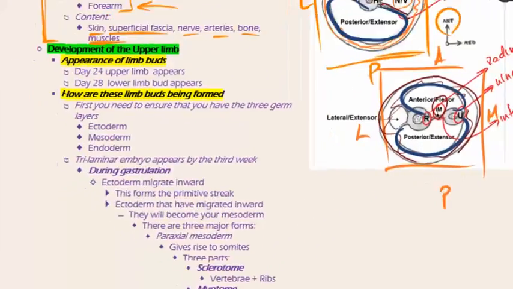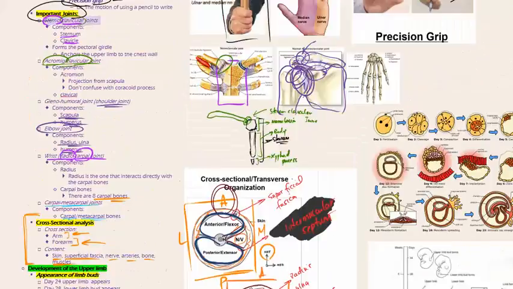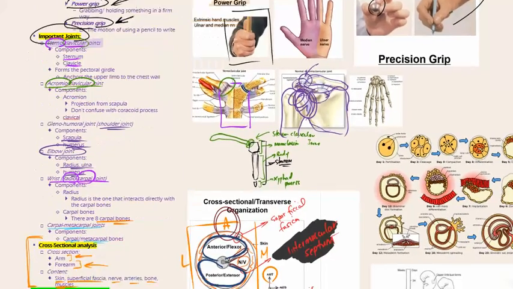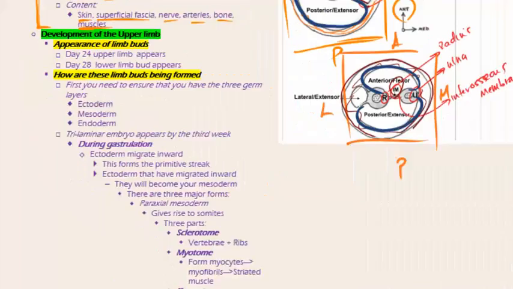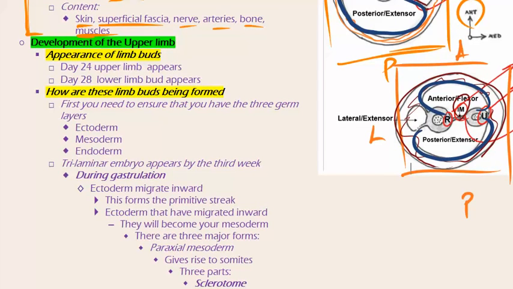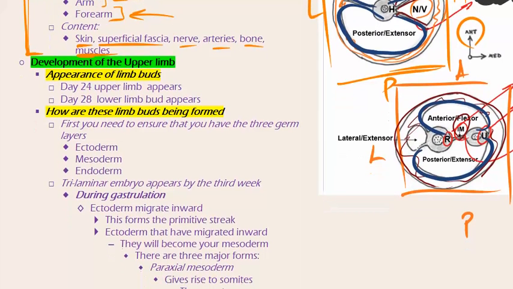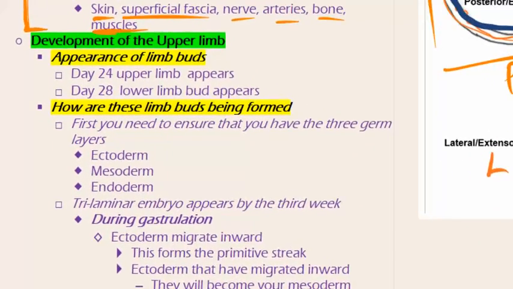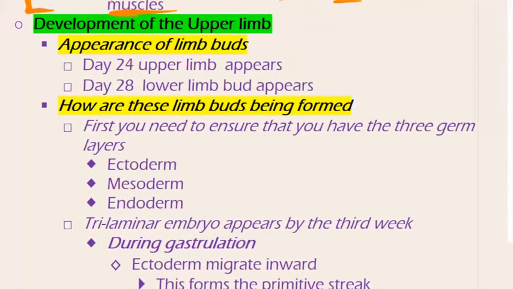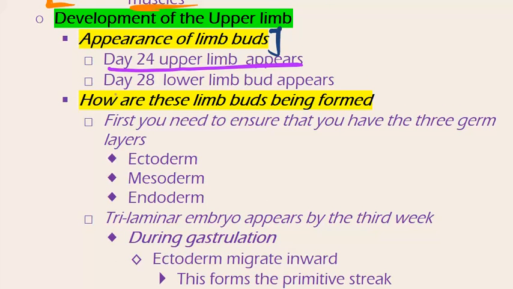All right, so now we're getting into the embryo. This is maybe an introduction. I think you guys are really confused with this. I was very confused with this during the first year, but a lot of it cleared up with time. We can begin with the appearance of the limb bud. Around day 24, the upper limb bud is going to start to appear, and then around day 28, the lower limb bud appears.